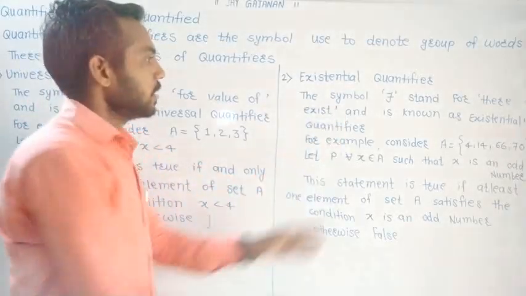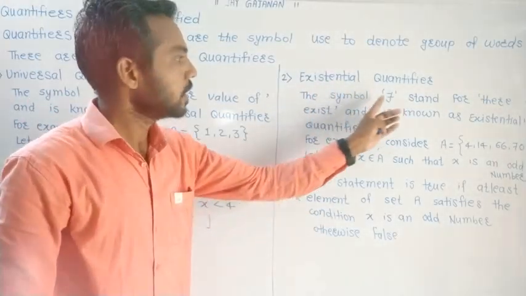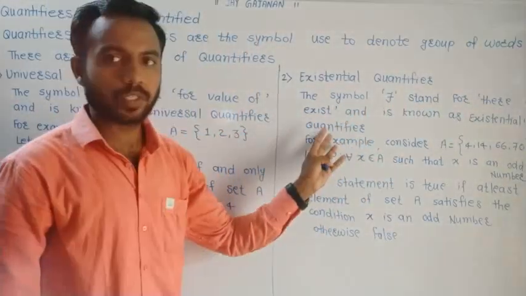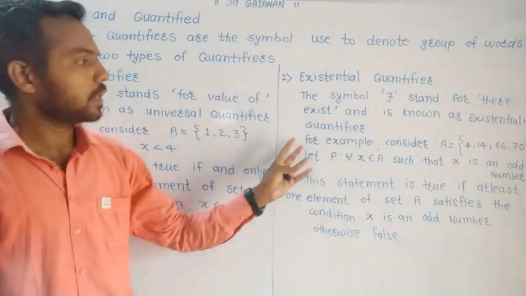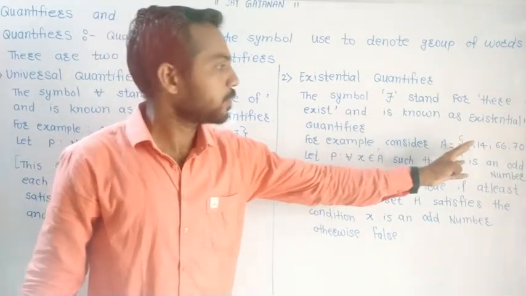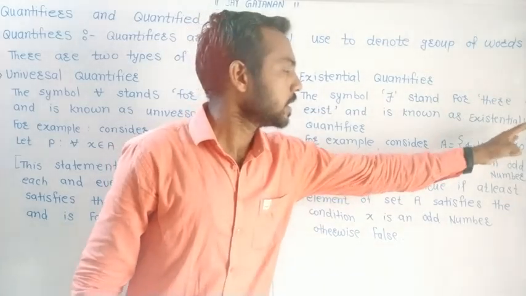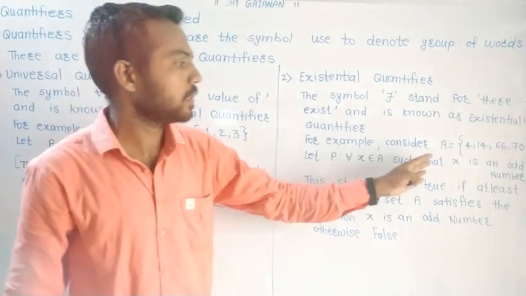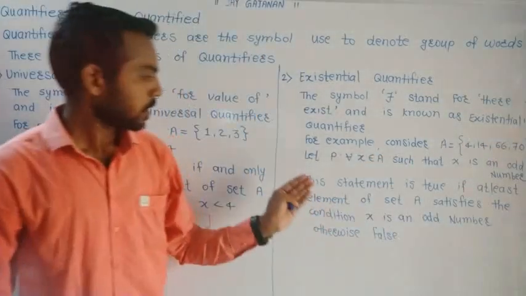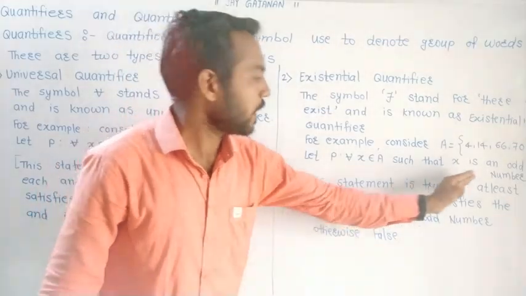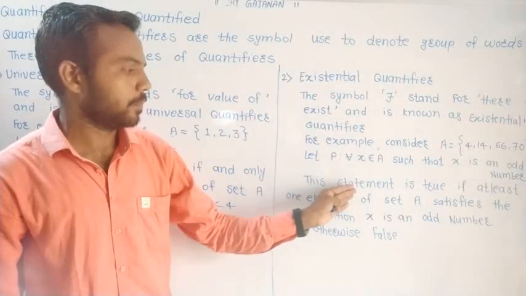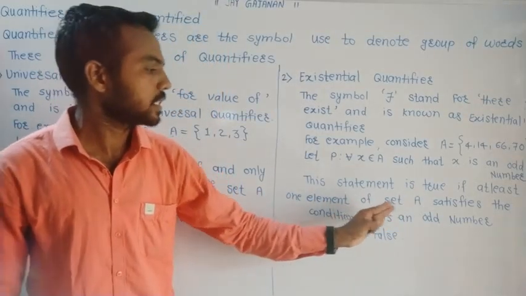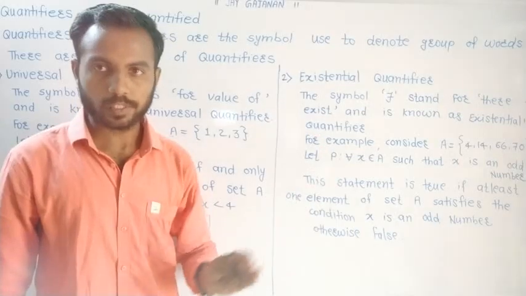The symbol ∃ stands for "there exists" and is known as the existential quantifier. For example, consider a set A with elements 4, 14, 66, 70 and a statement P: there exists x belonging to A such that x is an odd number. This statement is true if at least one element of set A satisfies the condition x is an odd number, otherwise false.